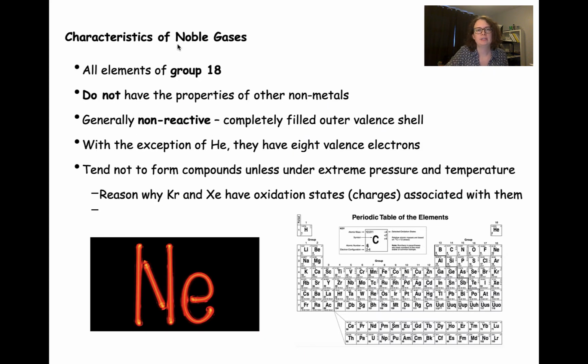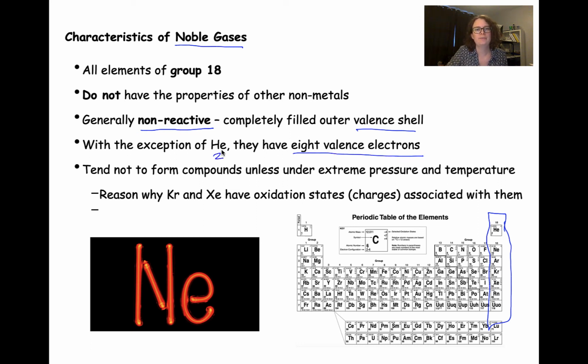Our last major type of group is the noble gases, and this is group 18. So we're looking just at this final column of the periodic table. And we don't really consider these to be nonmetals because they don't share the same properties of nonmetals. The noble gases tend to be non-reactive, and they have a completely filled outer valence shell. So they're pretty happy with their full valence shell, so they don't lose electrons or gain electrons or share electrons with anyone. And this means that most of them have 8 valence electrons.